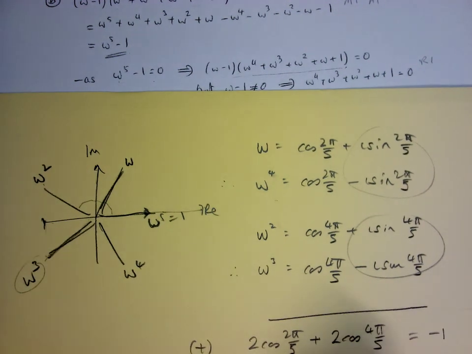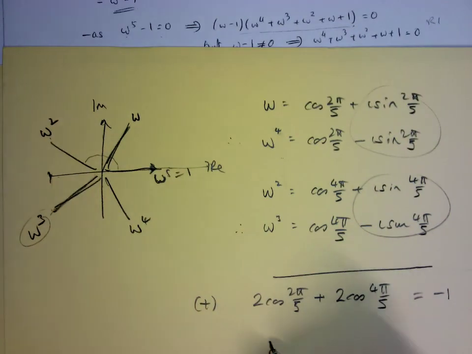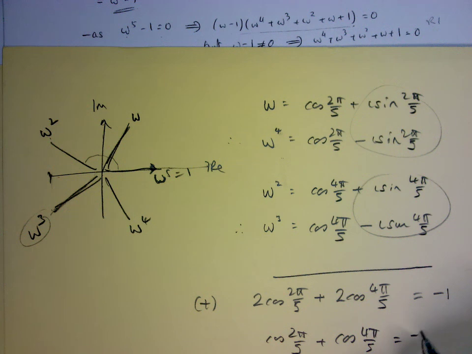And then I've got one step to go. Here we go, I'm almost there. I've got cos 2 pi on 5 plus cos 4 pi on 5 is therefore equal to minus a half. And I've got it.